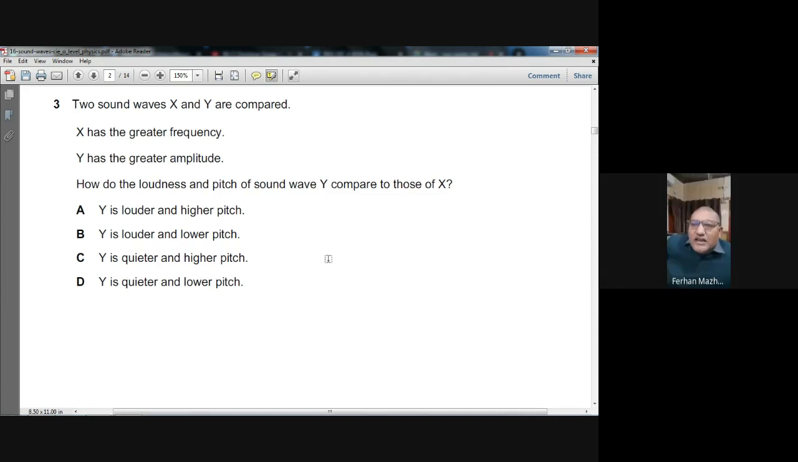So how do the loudness and the pitch of sound Y compare to those of X? Because Y has a greater amplitude, it will be louder. Its pitch will be lower because it has less frequency compared to sound X. Sound X has a higher pitch, higher frequency. So what do you think is the choice? B is the right answer, sir.